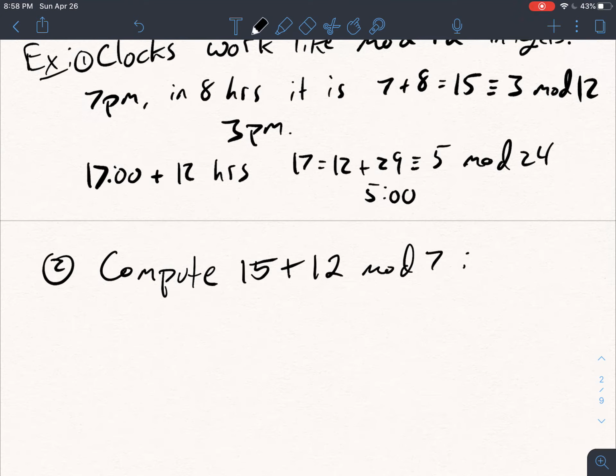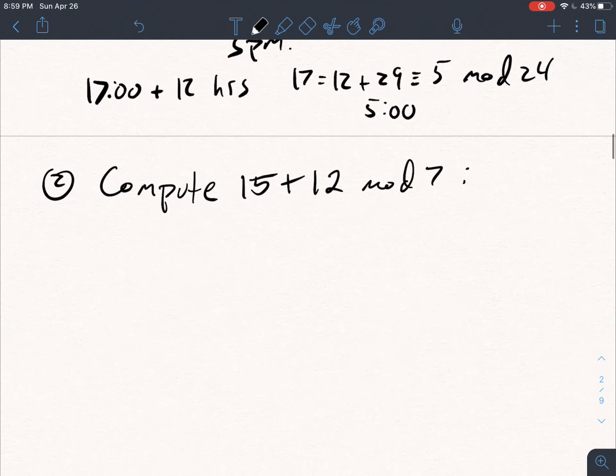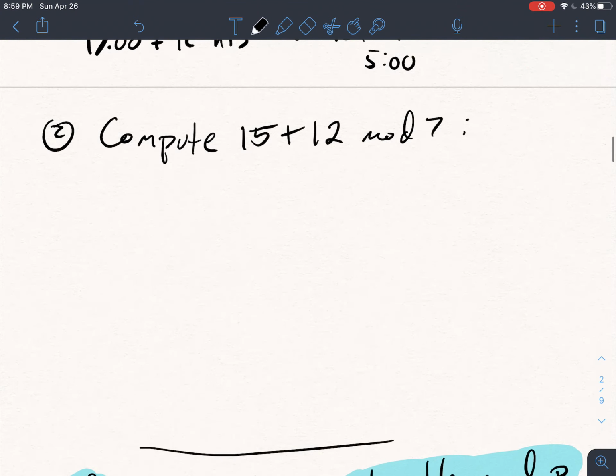So, quick example, maybe you can try this one. Compute 15 plus 12 mod 17. So maybe pause the video real quick, give this a shot, and see if you can figure it out. Okay, I'm just going to do it now. I'll assume that you've paused and had a chance to try it.